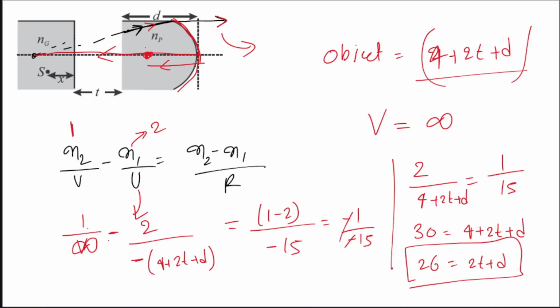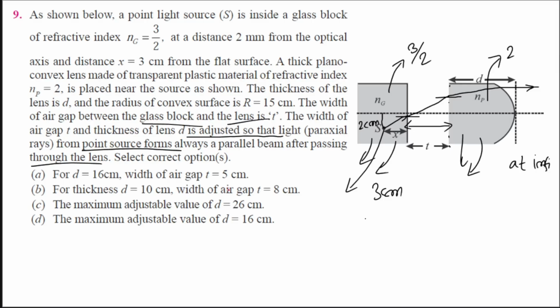Now let us move to the options. So what have we got? 26 is equal to 2t plus d. Now let us check. For d equal to 16 centimeter, 2t will become 10, and in that case t will become 5 centimeter. Yes, it is possible. For thickness d equal to 10 centimeter, this will become 16, and 16 by 2 will become 8. So air gap will be 8 centimeter. Yes, it also seems correct.